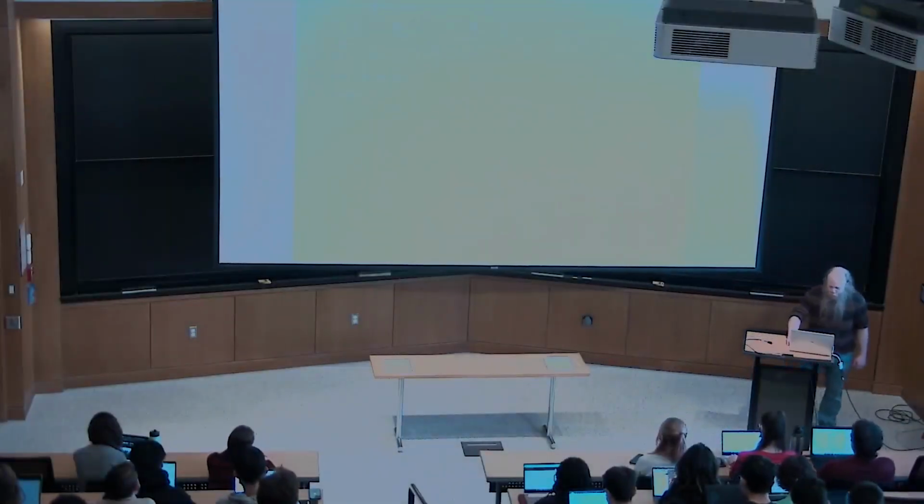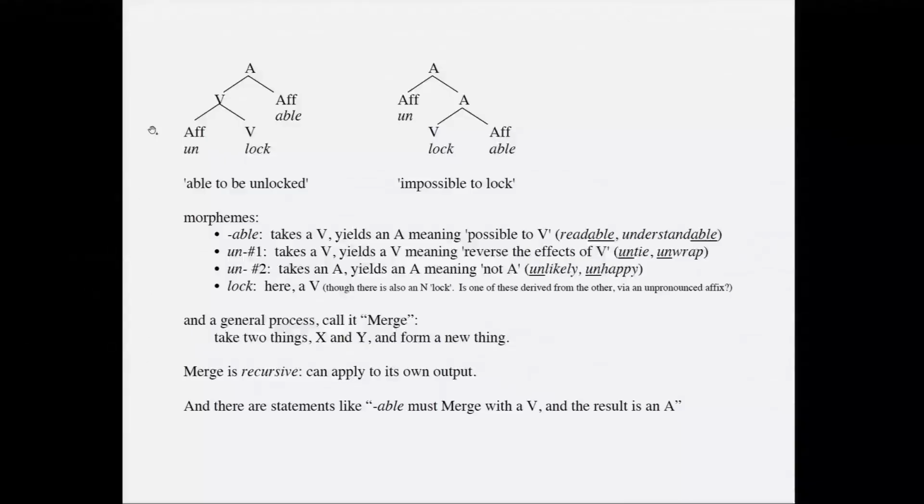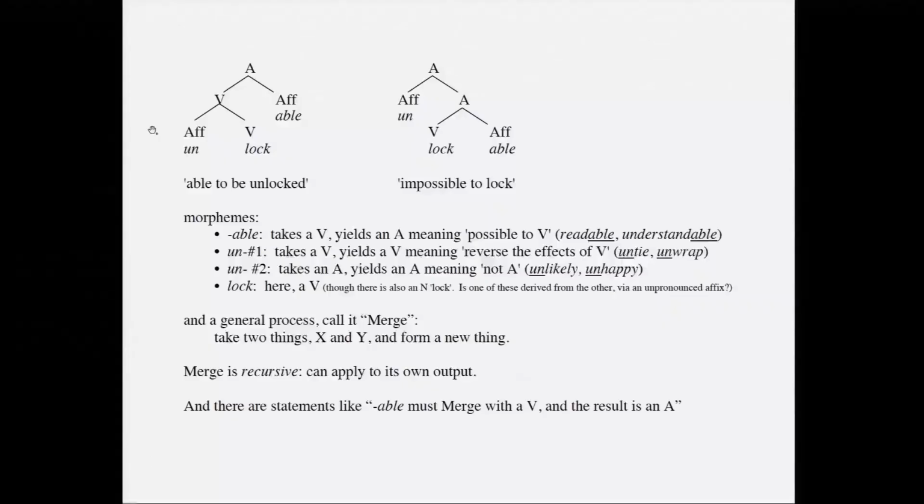So first, some review. Last time we were doing unlockable, and I was trying to convince you that it's useful to think of words, at least some words, as consisting of multiple parts. We're calling these parts morphemes. And there's this process of combining morphemes. We called it merge, where you take two things, two morphemes, not necessarily two morphemes, two things, and you put them together and you make a new thing.